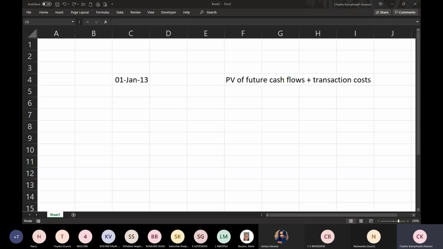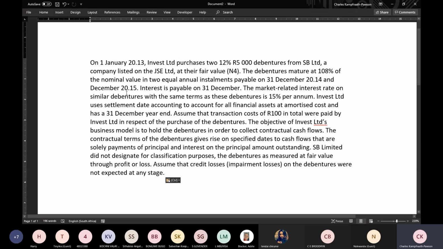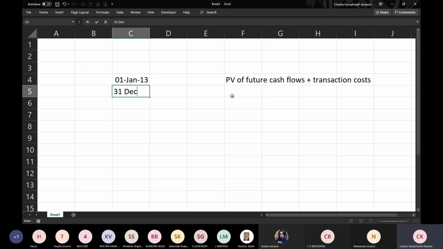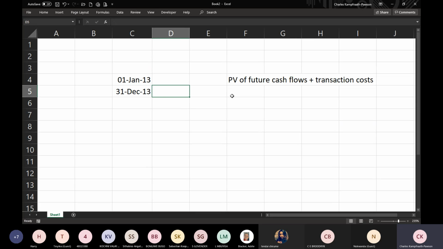Okay, let's look at the information again. They say here, interest is payable on 31 December. What is the interest? 2 times 5,000 times 12%. So 31 December 2013, we incurred interest, and the interest was 1,200 Rand, which is the 5,000 times 2 times 12%.